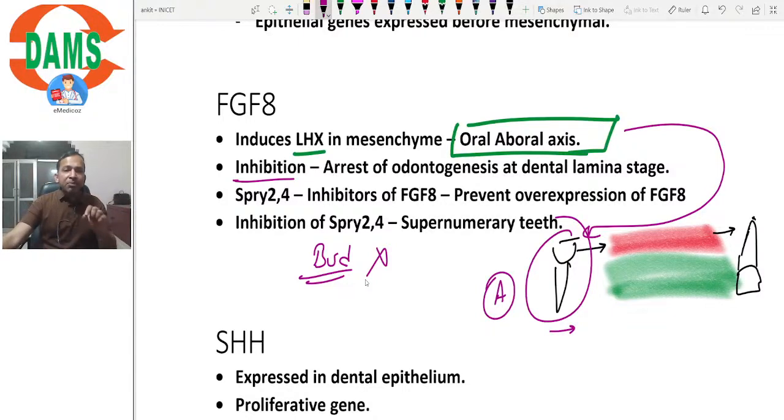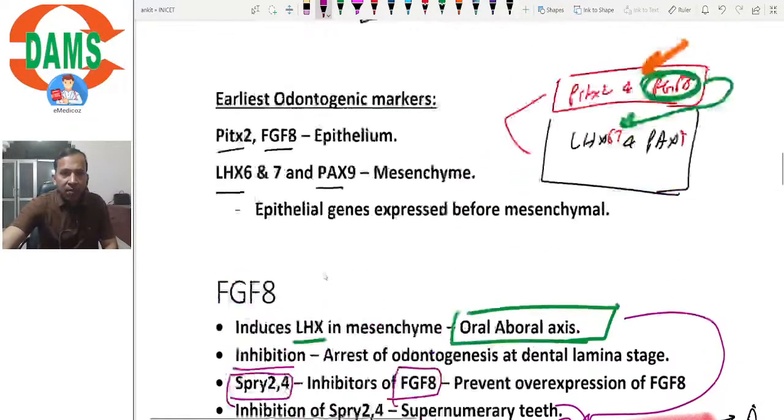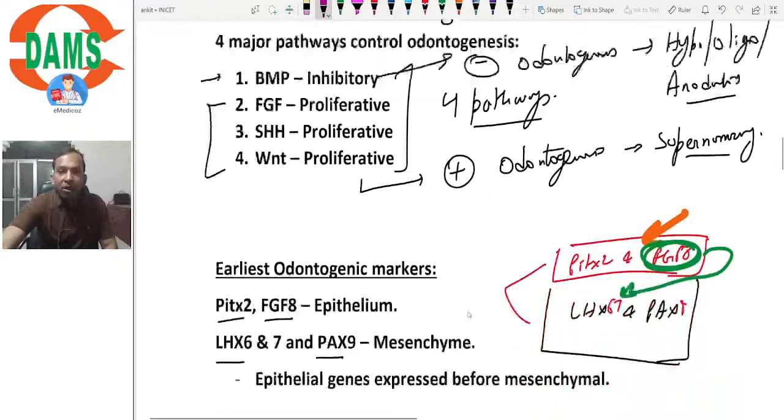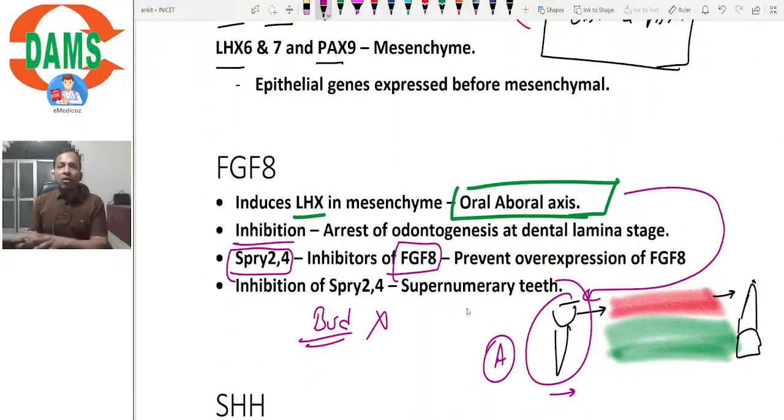So we have SPRY2 and 4, these two genes, which are natural inhibitors of FGF8. I haven't seen a question on SPRY2 or 4. So simply you can say that if something inhibits FGF8, what will happen? If it is natural, if it is normal, then it will prevent overexpression of FGF8, because you do not want FGF8 in large amounts. Why? Because, as we have just discussed above, if any of these are overexpressed, we will have supernumerary teeth. So we need to have the usual number of teeth, isn't it? So overexpression has to be inhibited. So the natural inhibitor is SPRY2 and 4.